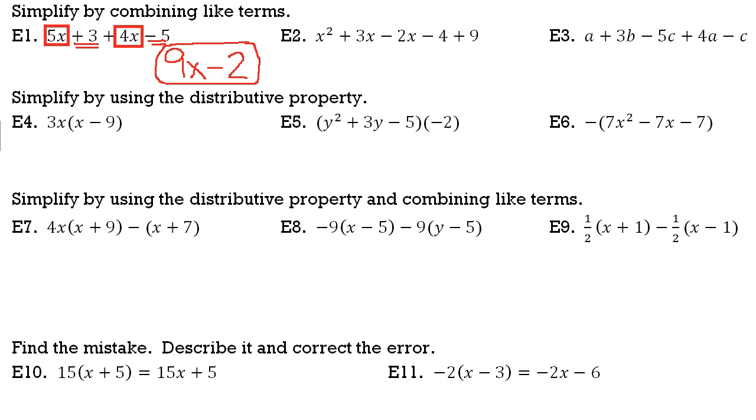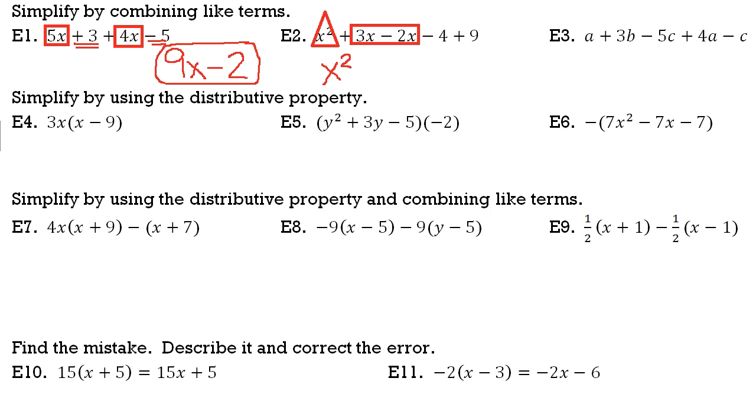All right, example number 2, we've got an x squared in here. We don't have a lot that we can do with the x squared, so we're just going to leave it as x squared. There's nothing to combine it with. If we had 2x squared plus 5x squared, you'd have 7x squared, but in this case, that's not what's happening here. Now, you also have 3x minus 2x.